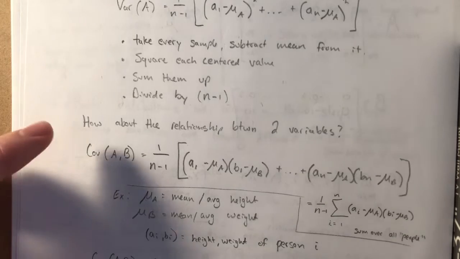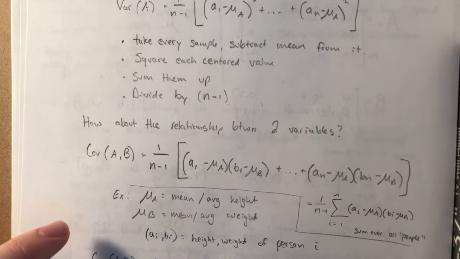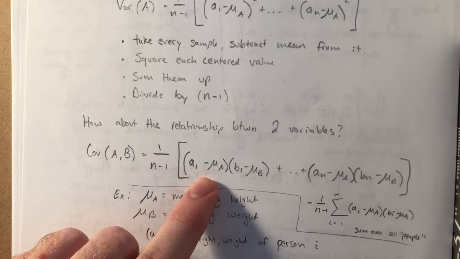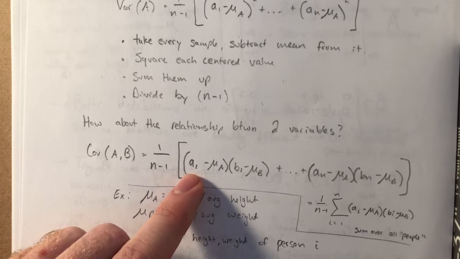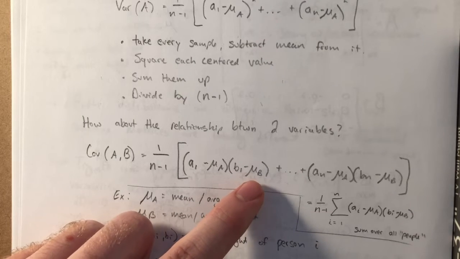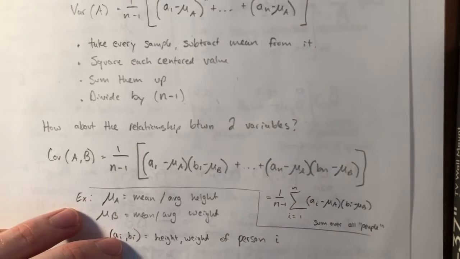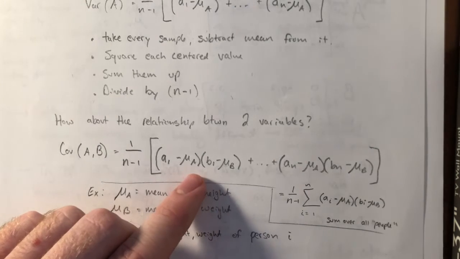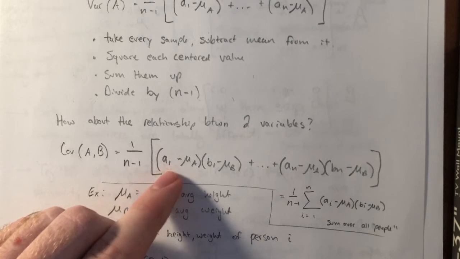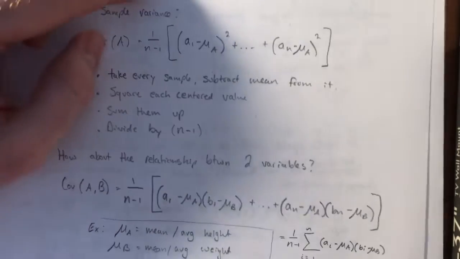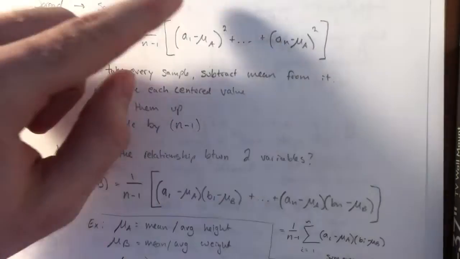The covariance of two variables is also not too bad. A and B could represent two different variables, say height and weight. Take the mean of the height and subtract it from person one's height, do the same with person one's weight, subtract the average weight, sum all those up, and divide by the number of samples. If A is the same as B, then this is just the definition of the variance, because it would be the same exact value.